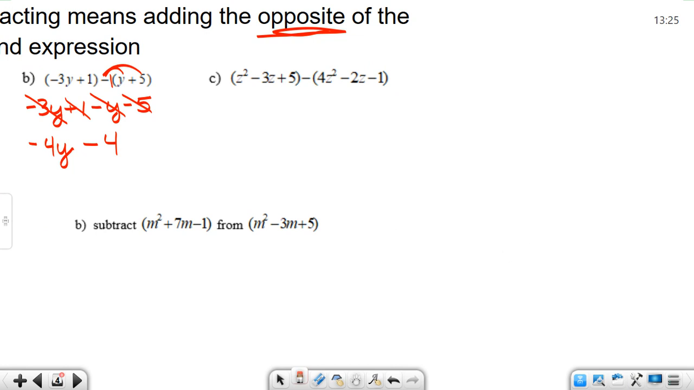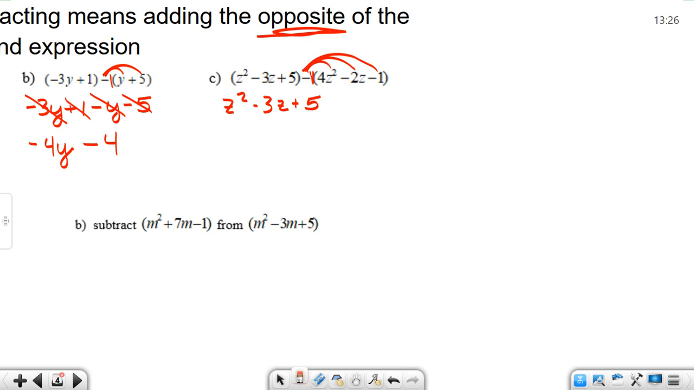So now we have a little bit more here. We have two trinomials. So we've got z squared minus 3z plus 5 minus 4z squared minus 2z minus 1. Again, I've got this negative 1 here that I have to distribute through. That's going to leave me with z squared minus 3z plus 5.